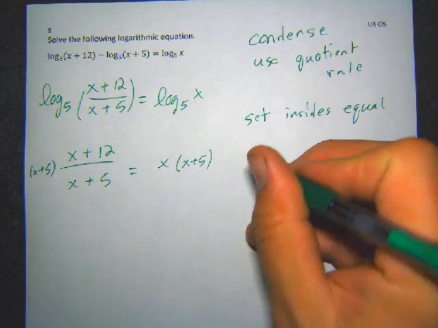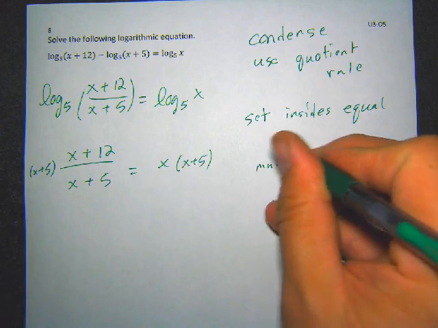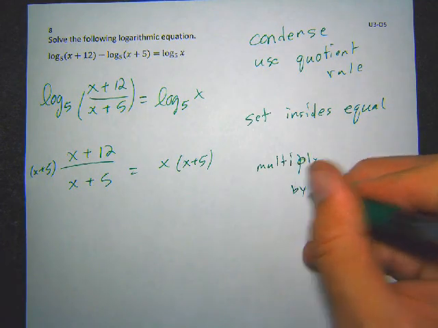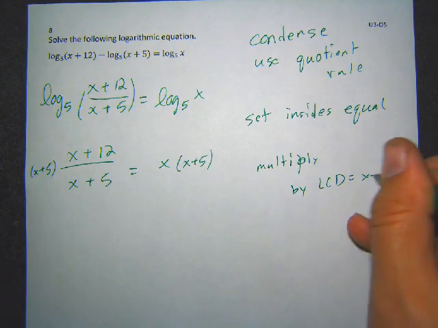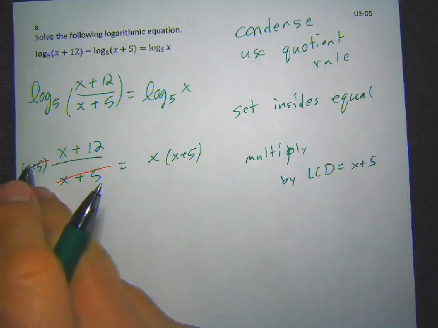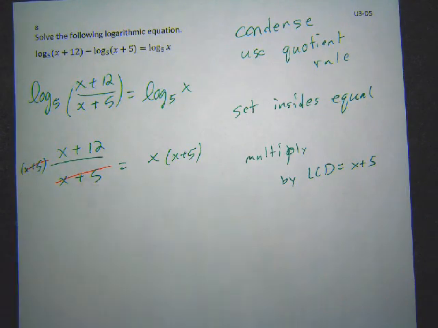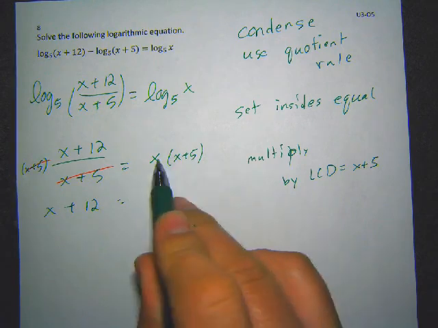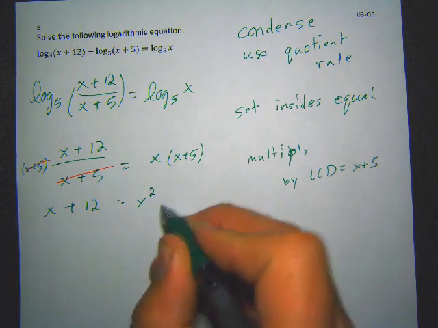So I'm going to multiply by the LCD, which in this case was x plus 5. I get rid of the fraction on this side, because you multiply by the top and the bottom, they cancel. So you just get x plus 12. This I can distribute. X times x is x squared. X times 5 is 5x.